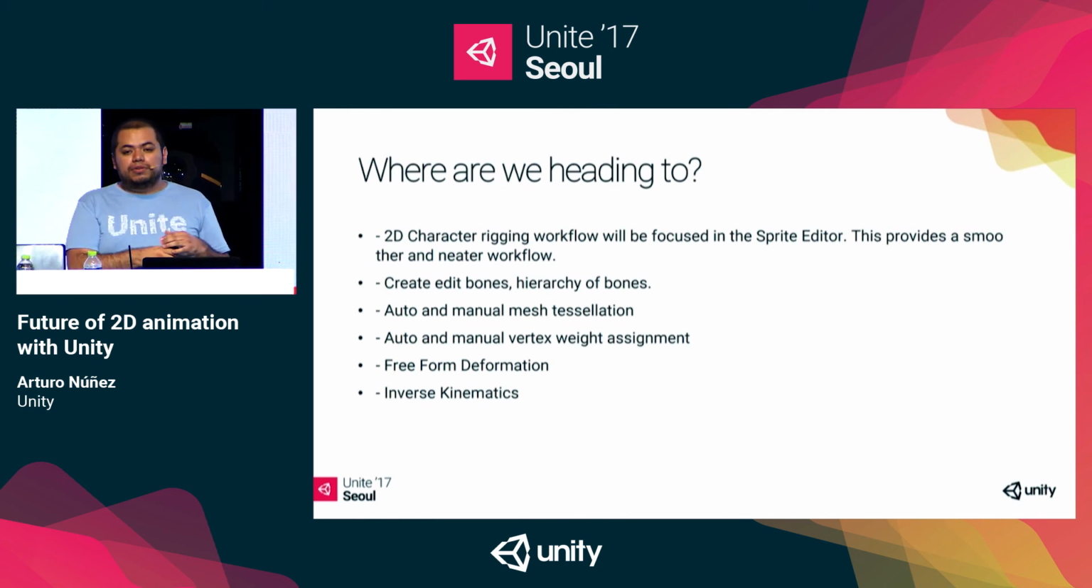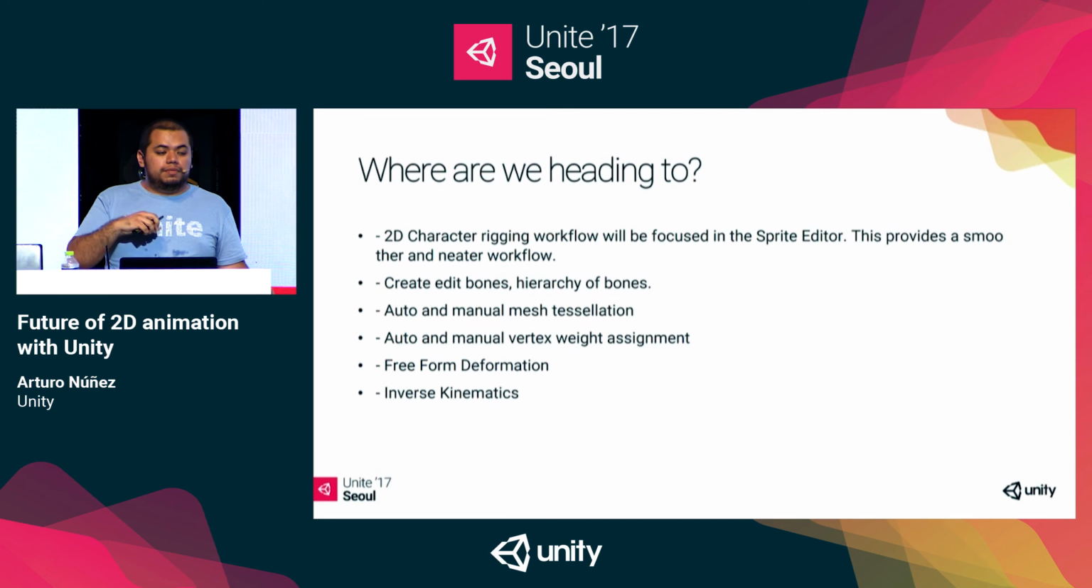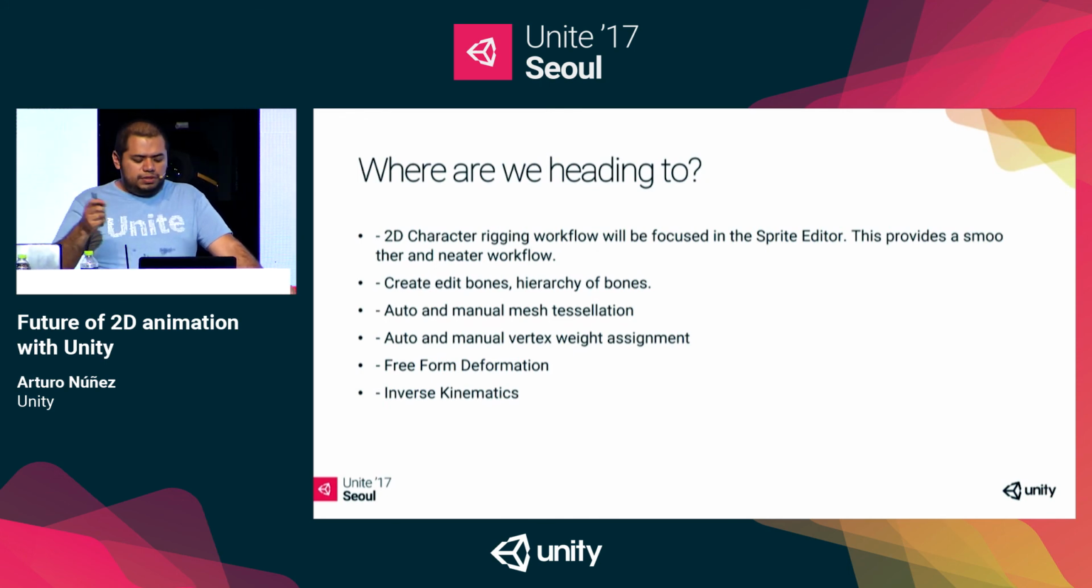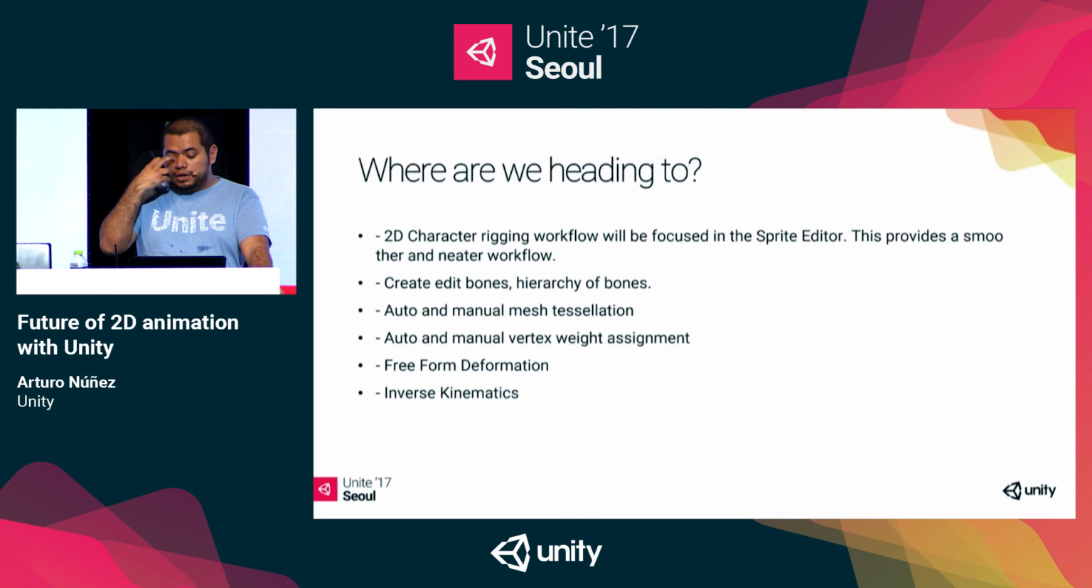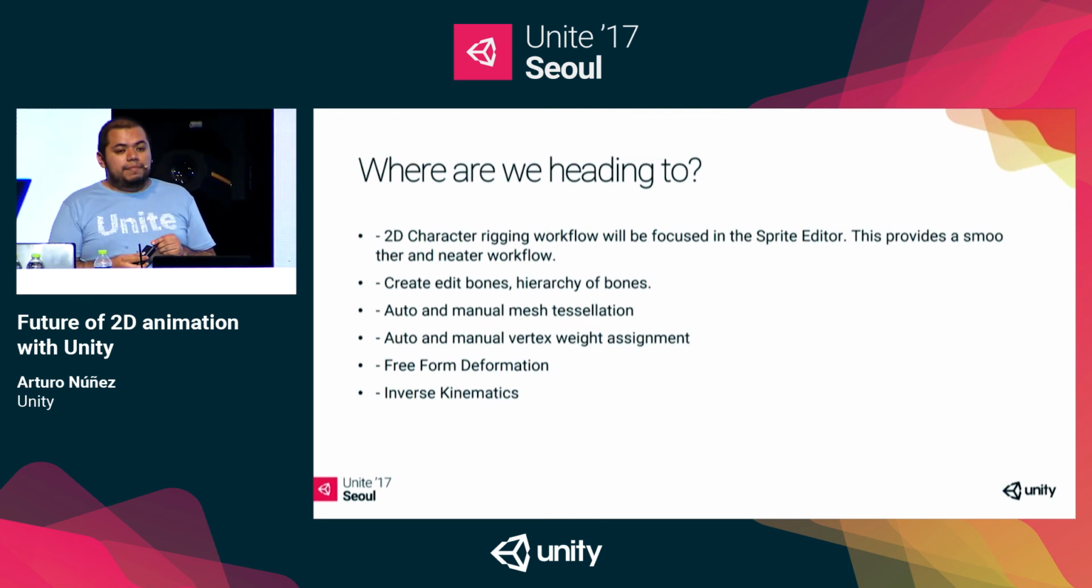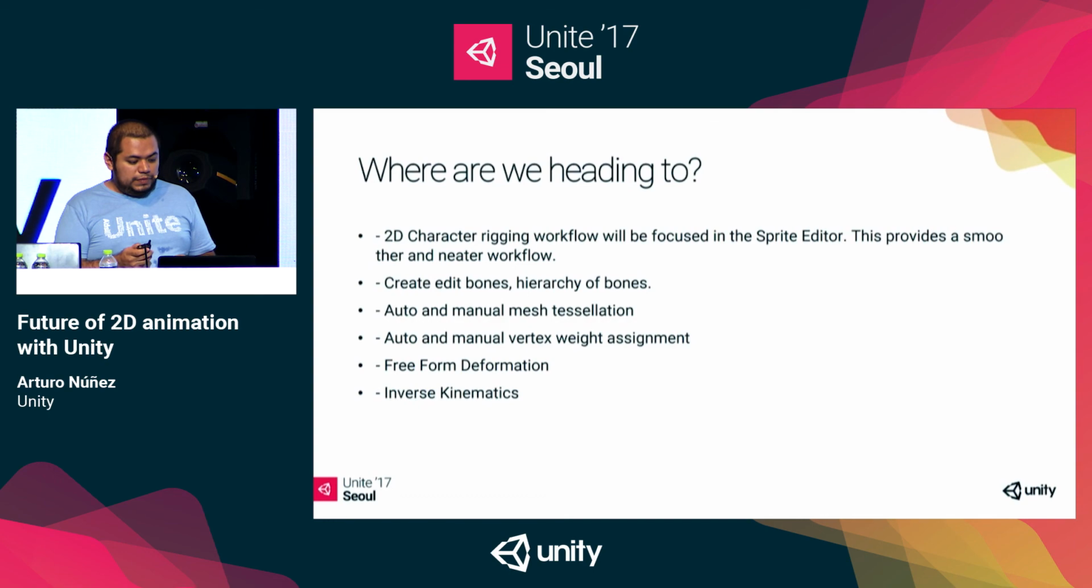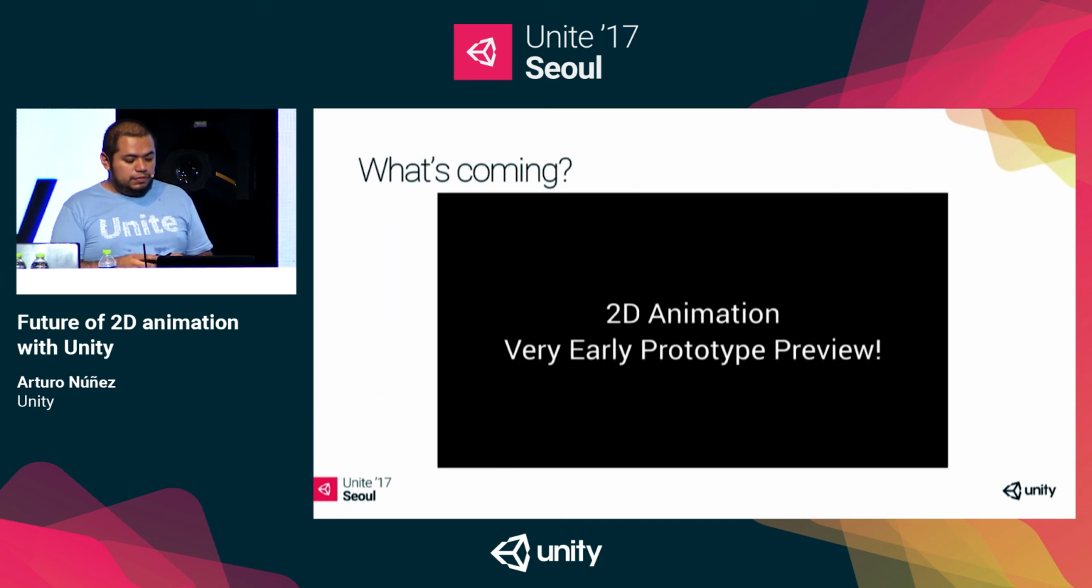An automatic and manual way of tessellating, which is creating more or less geometry for your sprite meshes. A way to assign the weights. I didn't show that because my example was super simple, but you can assign how much importance one bone has over which vertices. Freeform deformation, so you will be able to actually deform the meshes for your animations, and the inverse kinematics. Also, everything I'm telling you about integrated into Unity. And finally, here's what's coming.